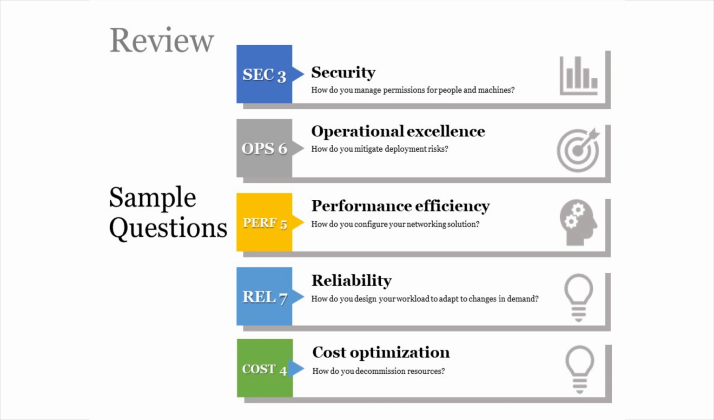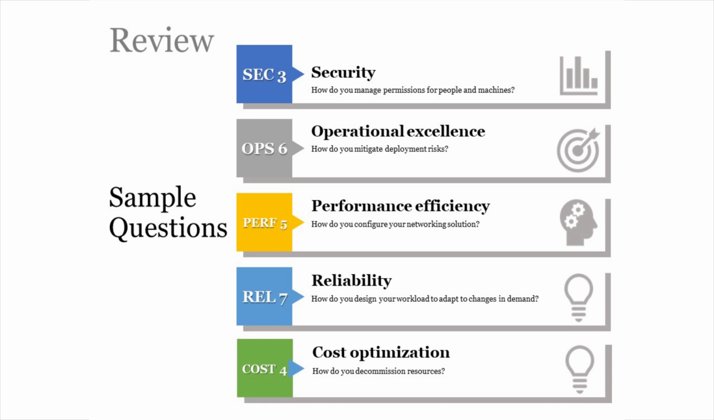Here are some sample questions from each of the pillars. SEC 3. How do you manage permissions for people and machines? Manage permissions to control access to people and machine identities that require access to AWS in your workload. Permissions control who can access what and under what conditions. OPS 6. How do you mitigate deployment risks? Adopt approaches that provide fast feedback on quality and enable rapid recovery from changes that do not have desired outcomes. Using these practices mitigates the impact of issues introduced through the deployment of changes.